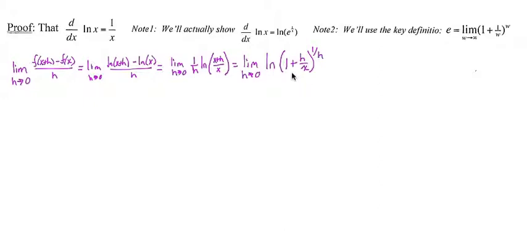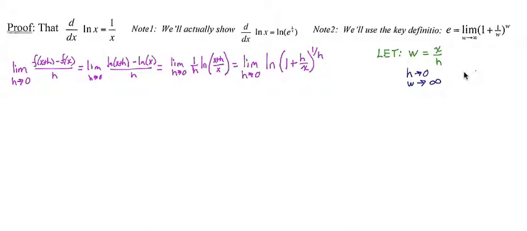Right? And now to do a little bit more manipulating here. We're going to define a new variable. We're going to say let's let w equal x divided by h. And if w is equal to x divided by h, the first thing we can notice about this is that as h approaches 0, right, which is what's going on here, as h approaches 0 in our limit, well, w is going to approach infinity. Right?